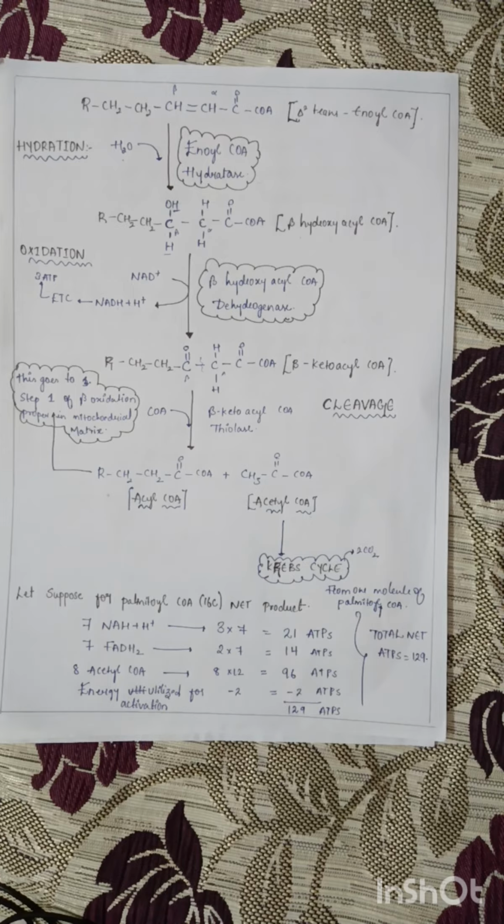8 acetyl CoA form 12 each, so 96 ATPs. Then the energy utilized for the activation is 2, so the total net ATPs are 129. For 1 molecule of palmityl CoA, it generates 129 ATPs.